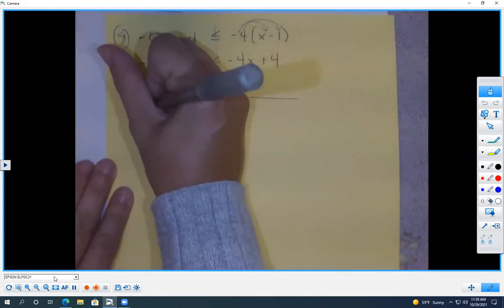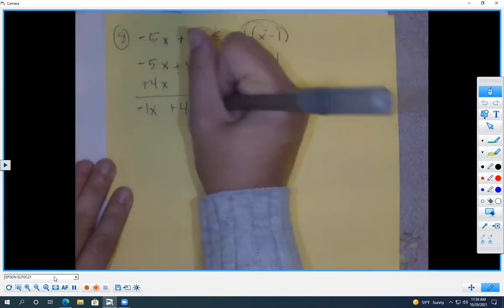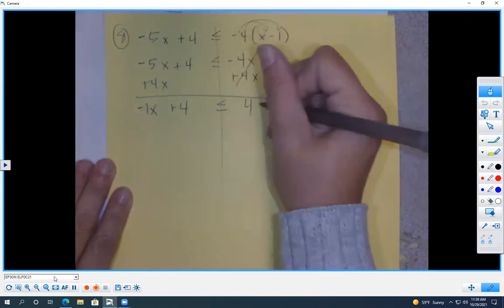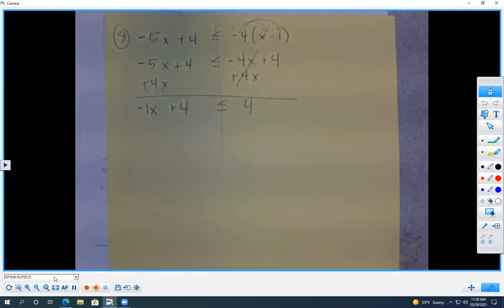When I do, I get negative 1x plus 4 is less than or equal to, those undo each other, I just have 4 over here. How am I going to solve for x?